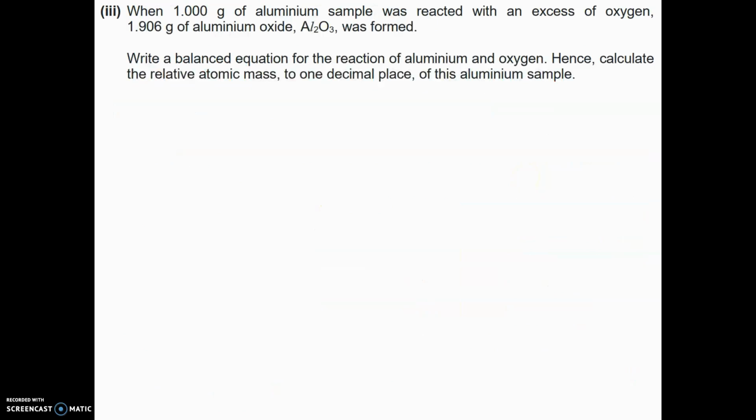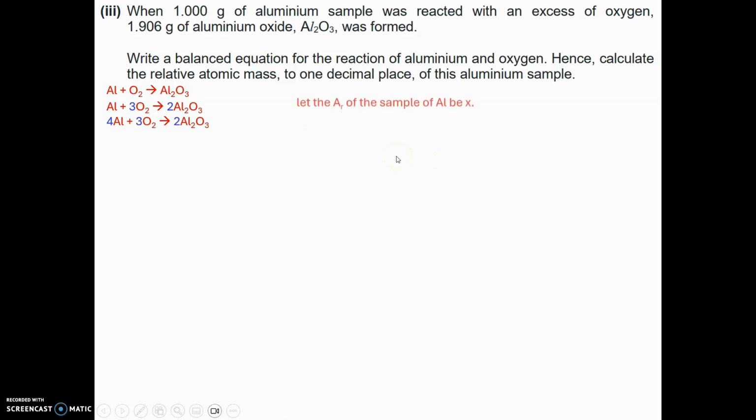Next, we have 1.000 grams of aluminium reacted with excess oxygen to form 1.906 grams of aluminium oxide. So this is the unbalanced equation: Al plus O2 gives Al2O3. We are going to balance the oxygens first. We multiply by 3 on the reactants side and 2 on the products side, so that both sides now have 6 oxygens. And now we multiply by 4 on the reactants side of the Al, so that both sides have 4.